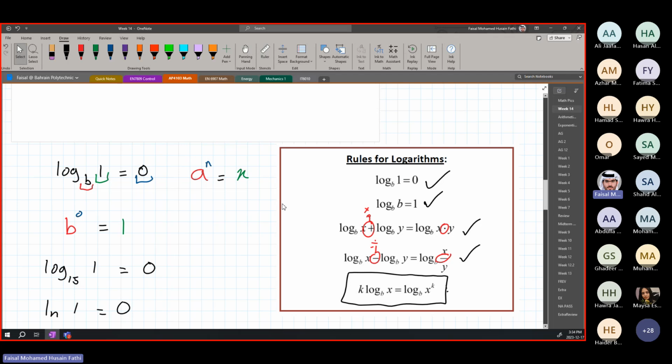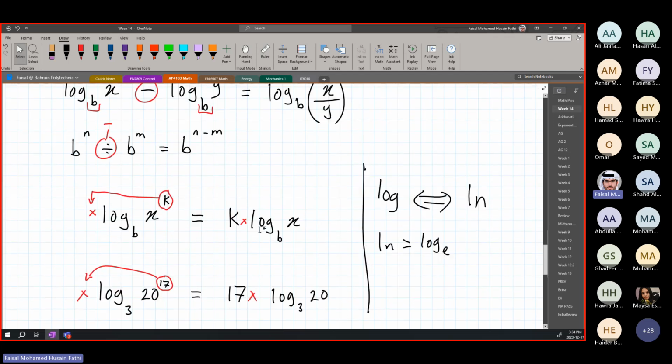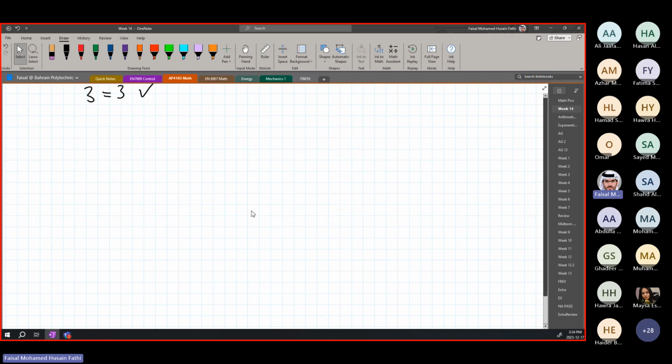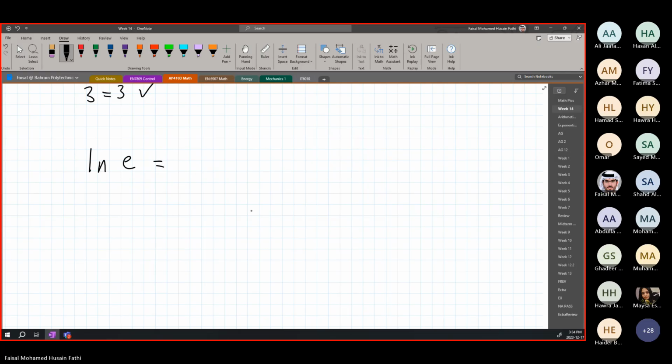All right? So I want to ask you guys a question now, and I want to see your level of understanding. I want you to tell me, without cheating, what is ln e equal to? What is ln e equal to? Please don't use a calculator. You guys should have understood the concept. You should have understood from the rules that I have shown right now.